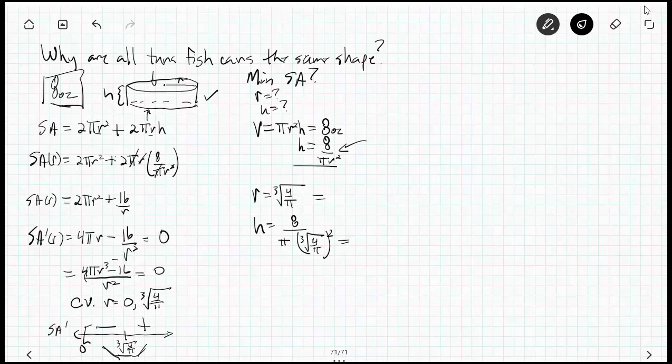And therefore, all of the manufacturers of tuna fish cans have to make them the same size if they want to have an 8-ounce can of tuna. If they want to have a different sized can of tuna, well, then they're going to have to tweak their dimensions.